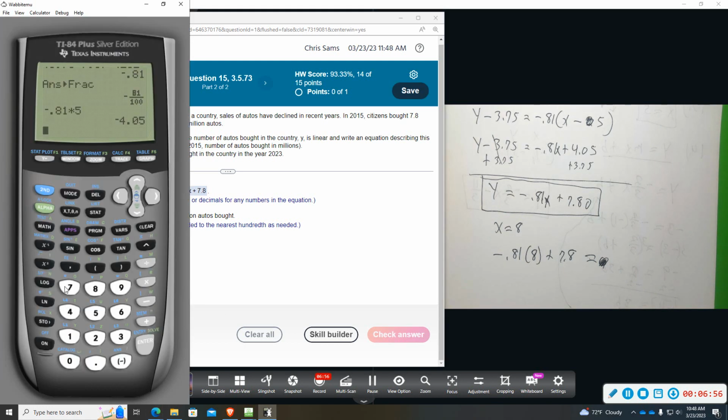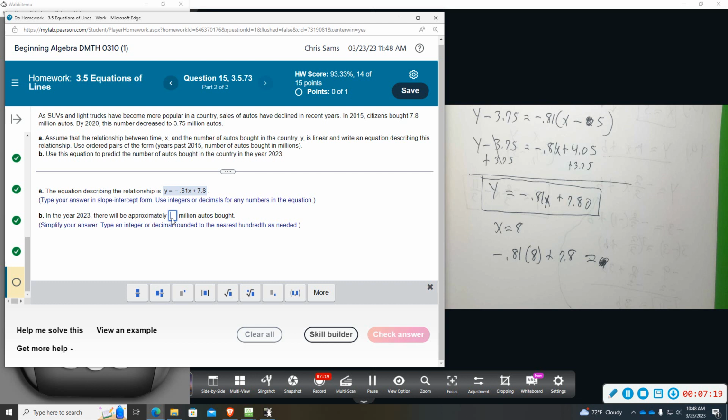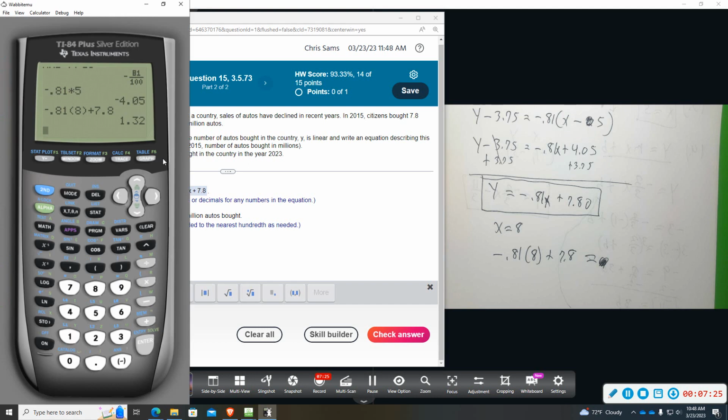Again, I will use the calculator: negative 0.81 times 8 plus 7.8. So 1.32 million would be the approximate sales in 2023 if this linear trend would continue. 1.32 million.